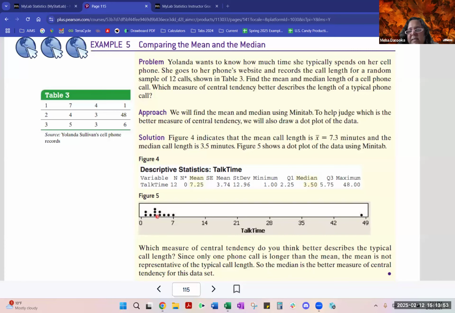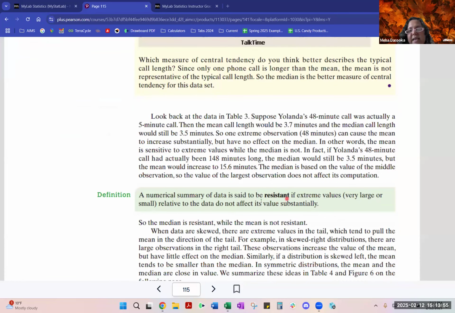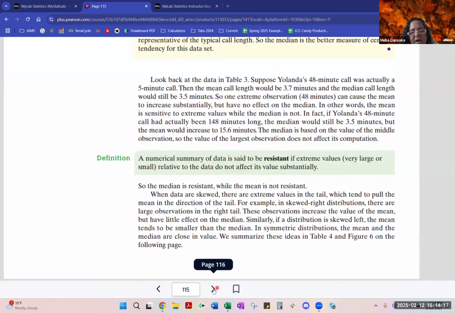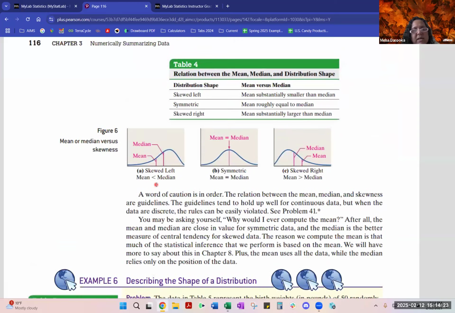So the median is what we would call a resistant data value, because that 48 is not affecting its position. It's not pulling it to the right, like how the mean is being pulled to the right. The median is resistant to those extreme values. So that's what we're talking about here: numerical data is said to be resistant if extreme values do not affect its position.